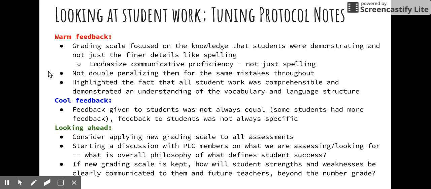Some of the cool feedback that we noticed was that the feedback given to students was not always equal. So some students had more specific feedback than others, and some students had more feedback in general than other students.